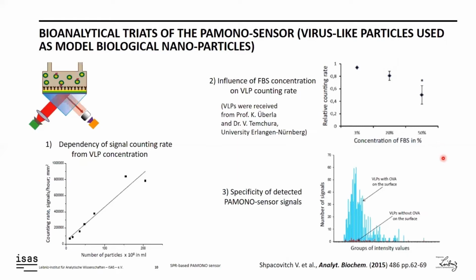We also proved the specificity of detected signals using two different types of virus-like particles, those with ovalbumin on the surface and those without. In this experiment, the gold sensor surface was covered with antibody against ovalbumin, and the difference in detection of ovalbumin-containing in comparison with ovalbumin-lacking virus-like particles, as you may see, is huge.